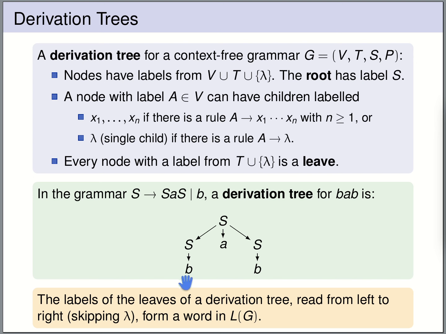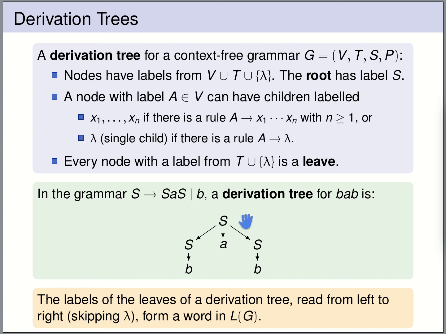Now if you look at the leaves of this tree and you read these leaves from left to right, skipping possibly lambda, then the word you get is a word from the language generated by the grammar. So in this example, if we read the leaves from left to right, we get BAB. This BAB is a word generated by this grammar.